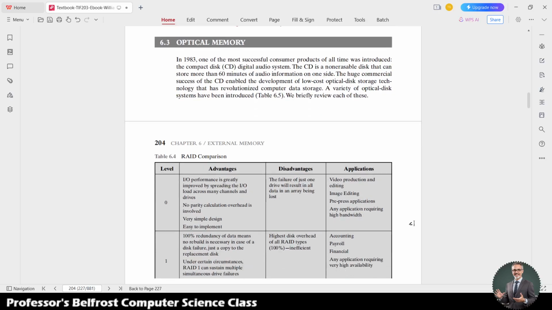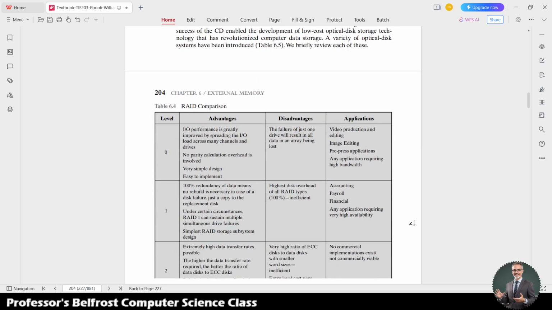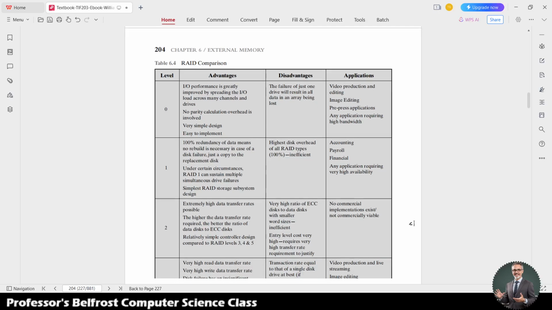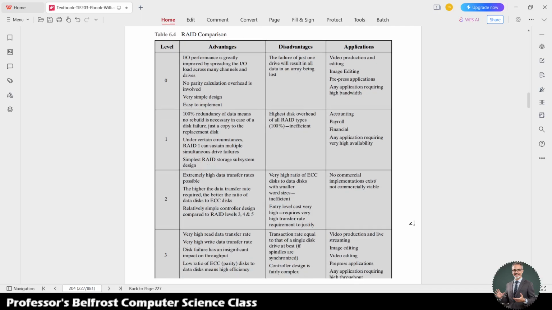Let's see table 6.4 for the comparison of the advantages, disadvantages, and application of each type of RAID that we have discussed so far. Maybe I'll not write this one by one to you because they are quite long.